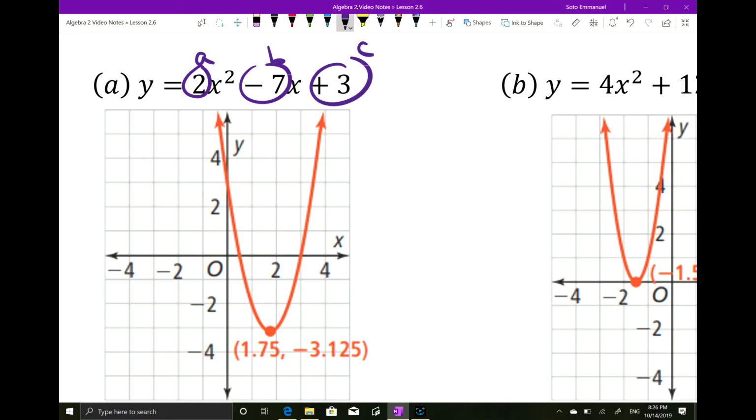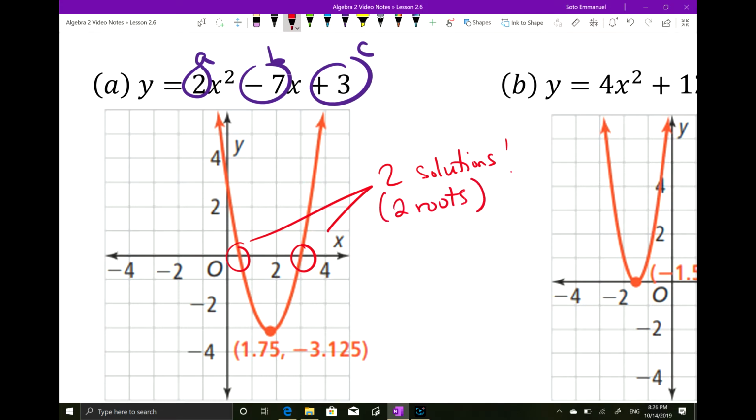And we also know that there are two solutions here. If we look at the graph, it crosses the x-axis twice, which means we have two solutions. We also call them roots, right? So we have two roots. So we know it crosses twice, so we know we're going to have two solutions. How do we determine that from the discriminant?